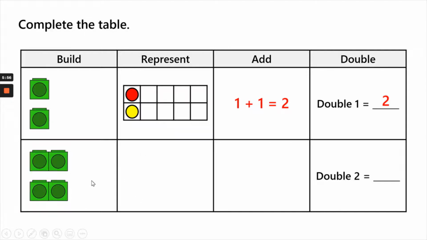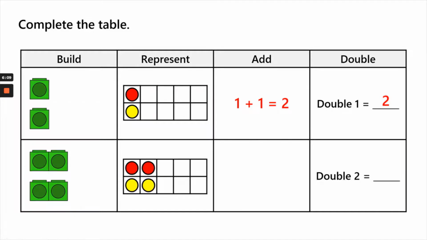So what will our 10 frame look like? How many red counters will be at the top? What number did we start off with? How many yellow counters would we have needed to add the same amount? Well done. We started off with 2, we added another 2. And our number sentence will be 2 add 2 equals 4. Double 2 equals 4.